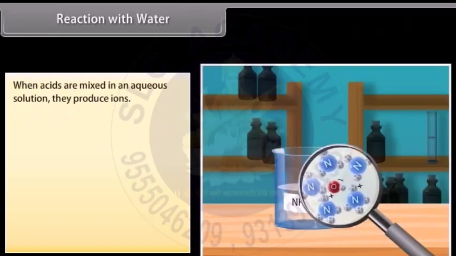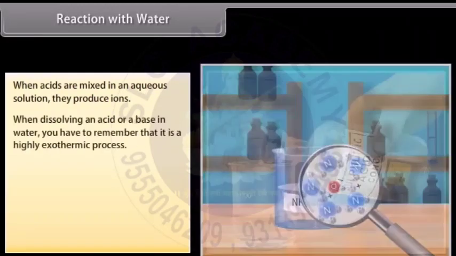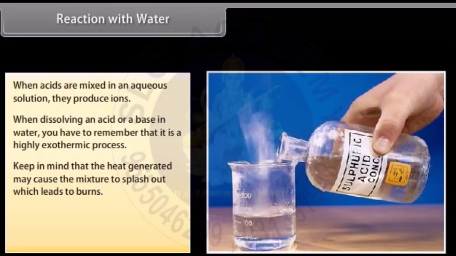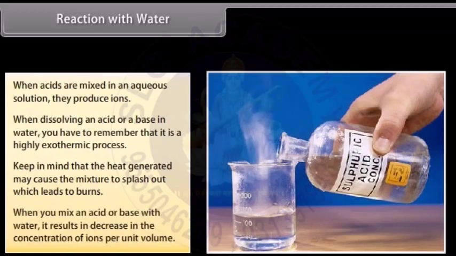Reaction with water. When acids are mixed in an aqueous solution, they produce ions. When dissolving an acid or a base in water, you have to remember that it is a highly exothermic process. While adding water to a concentrated acid, keep in mind that the heat generated may cause the mixture to splash out, which leads to burns. This may lead to the glass container breaking due to excessive local heating. When you mix an acid or base with water, it results in decrease in the concentration of ions per unit volume. This process is called dilution and you get diluted acid or base.